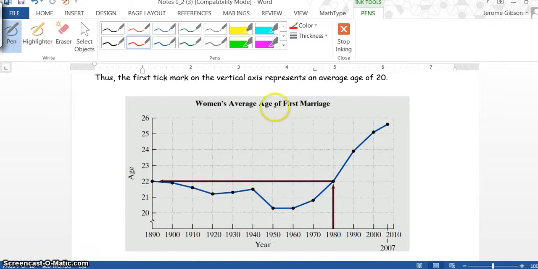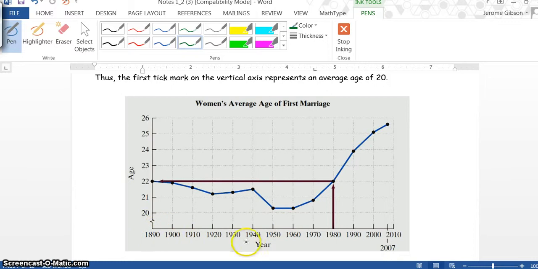Okay, class, picking up where we left off. We have here the first tick mark of the vertical axis represents an average age of 20 because of this break here. So it's jumping from 0 to 20. So this first tick mark is 20. But let's take a look here.